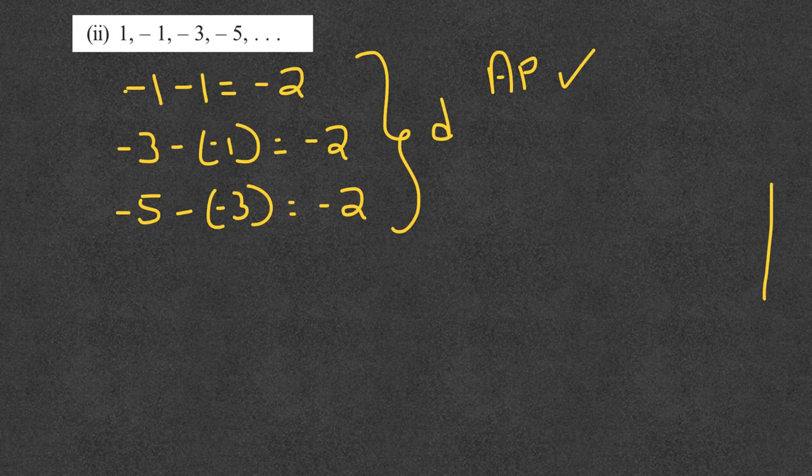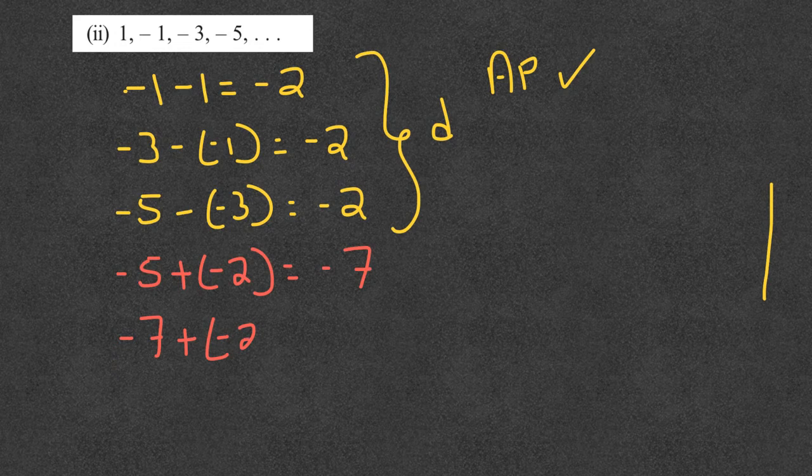What will be the next two terms? It's going to be minus 5 plus the common difference minus 2, which is minus 7. And what will be the next term? Minus 7 plus the common difference minus 2, which is going to be minus 9. So, the next two terms will be minus 7 and minus 9.